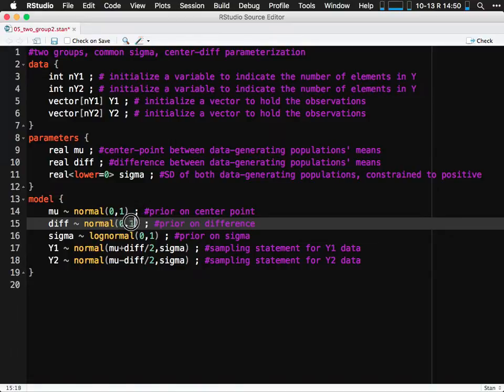If I wanted to be more skeptical and think that most of the effect sizes in my field are around 0.2, and I actually wouldn't believe effect sizes much bigger than that, you would do that by asserting a more certain prior close to 0.